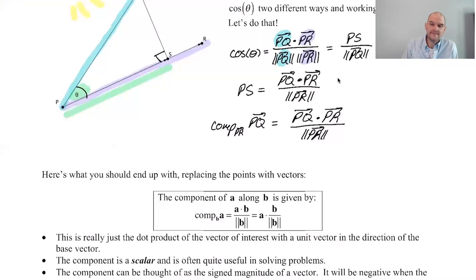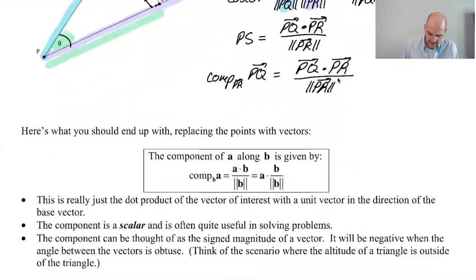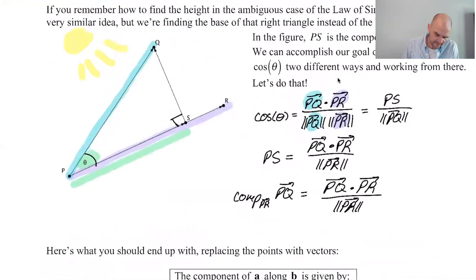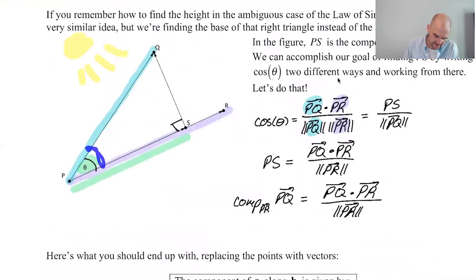So the component is going to be a scalar because it's a dot product, right? Dot products are scalars. So the component is a scalar, and it could be positive if the angle between these is acute. You're definitely going to get a positive because the dot product would be positive. It could be negative if the angle is obtuse. If the angle is obtuse, then the component will be over here, right? It's not in the direction of that vector, it's in the opposite direction. But that's not really a problem.